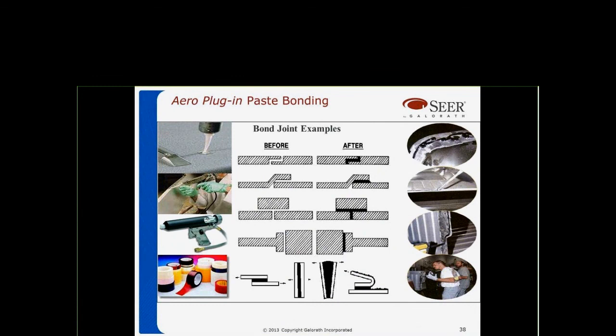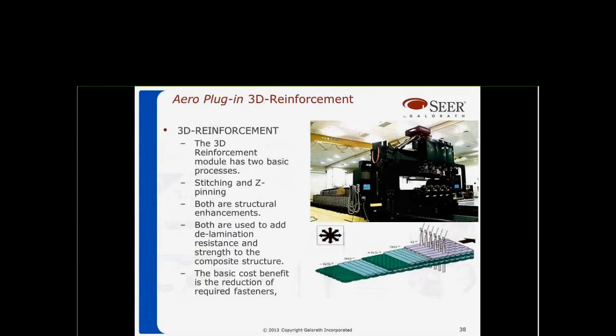Aero paste bonding, where if you have any bonding to do, rather than riveting things together, if you're gluing things together, this is a good model for those kinds of applications. 3D reinforcement is used on dry fiber, where they actually stitch the fibers to make it stronger before they inject it with resin and cure it. And also Z-pinning, which stops crack migration after the parts are cured and in service.